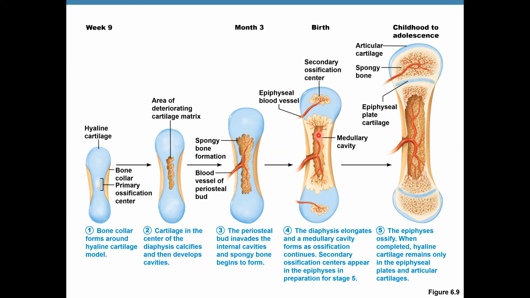Also, this medullary cavity continues to grow, and we see the development of the secondary ossification center. And finally, we have our epiphysis ossified, diaphysis ossified, with the marrow cavity over here, and what is left from the cartilage is the epiphyseal plate, and also this articular cartilage on the surface of the epiphysis.